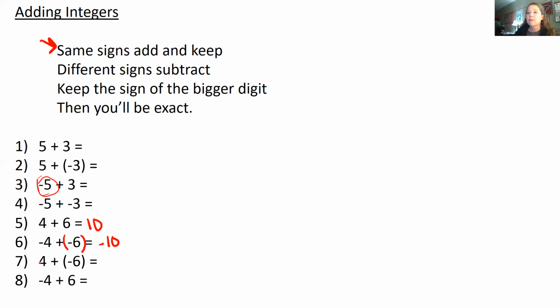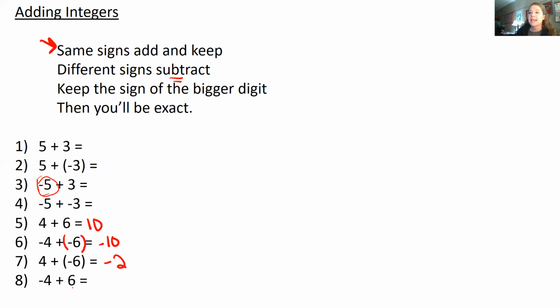Number 7, we have a positive and a negative. They have different signs. Different signs tell us to subtract. So I know the difference between 6 and 4 is 2. So is my answer positive or negative? Well, the bigger digit is 6, and 6 is negative. That means the answer is -2.